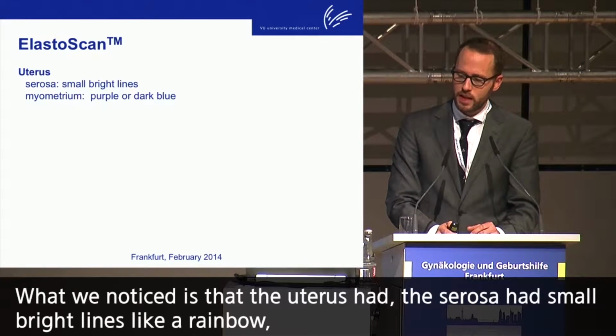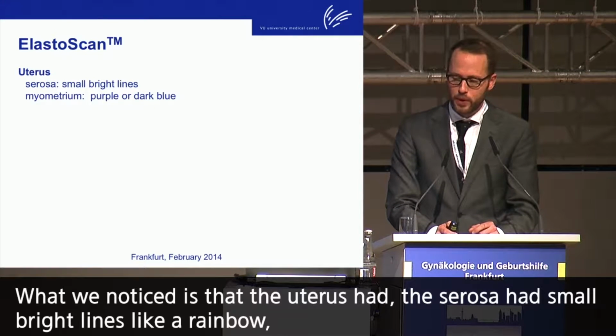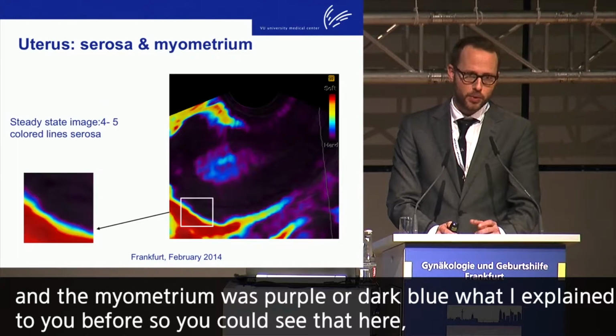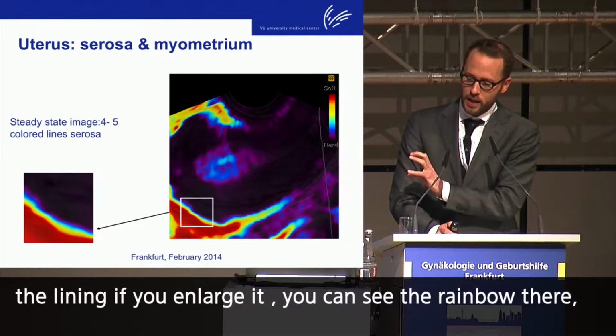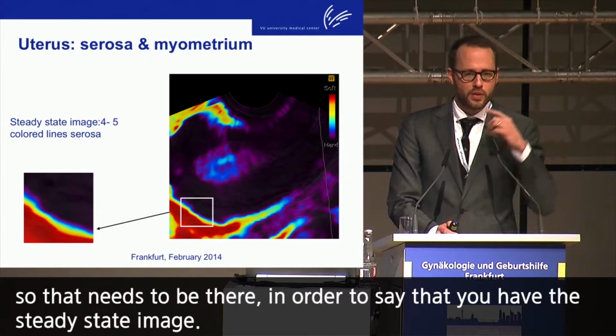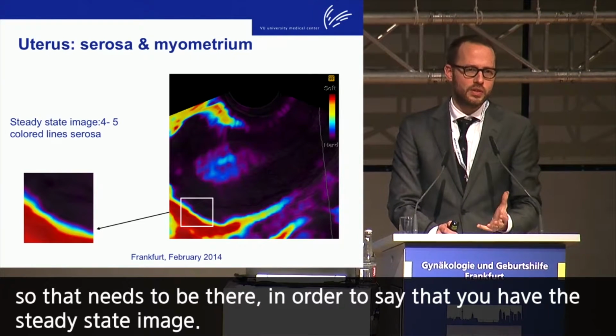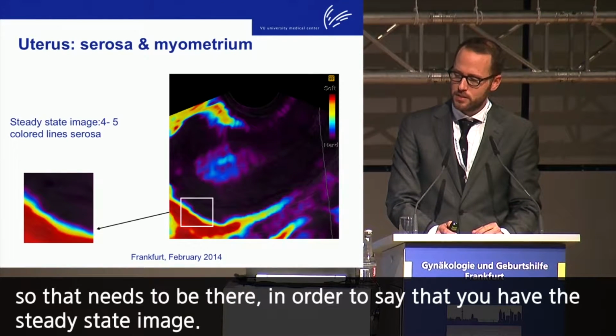What we noticed is that the uterus had, the serosa had small bright lines like a rainbow, and the myometrium was purple or dark blue, what I explained to you before. So you can see that here. The lining, if you enlarge it, you can see the rainbow there. So that needs to be there in order to say that you have a steady state image.